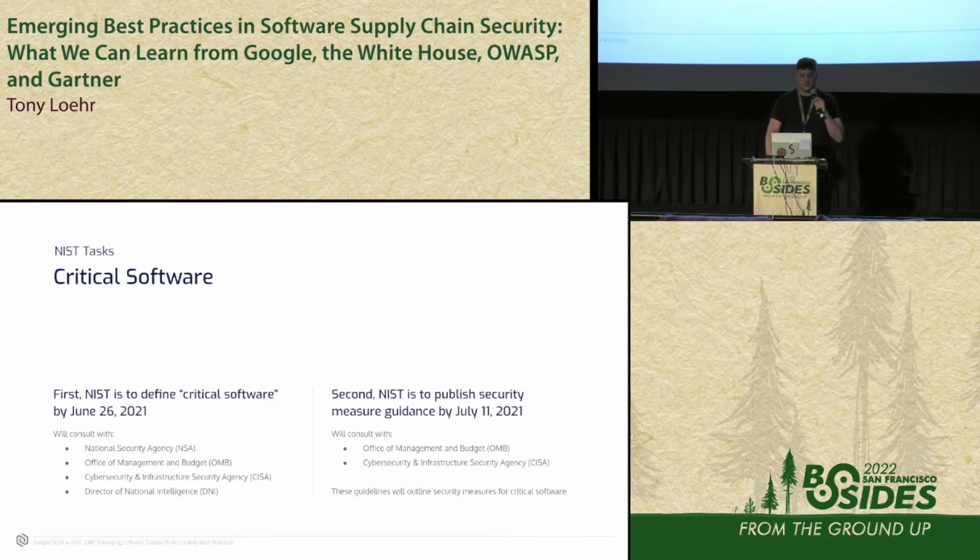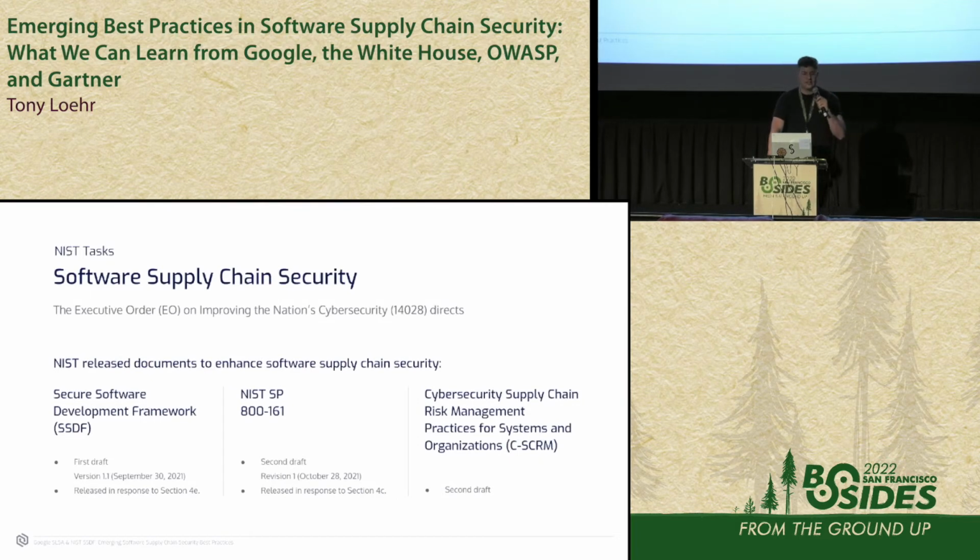NIST is to publish security measure guidance by July 11th. They'll be consulting with the Office of Management and Budget and the Cybersecurity and Infrastructure Security Agency, and these guidelines will help outline security measures for critical software. The NIST SSCS directs organizations to utilize the secure software development framework as defined here.